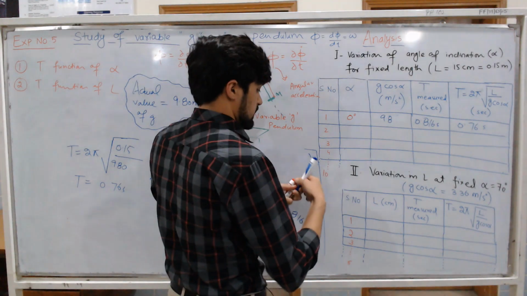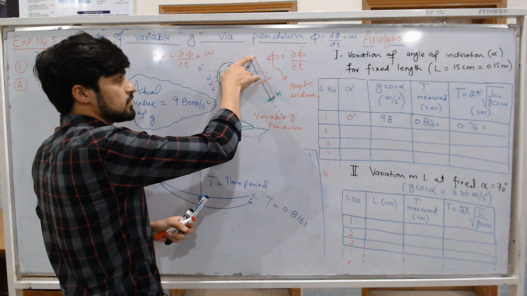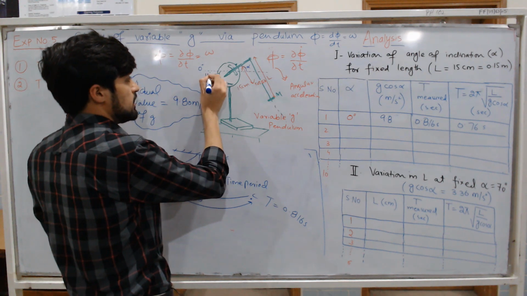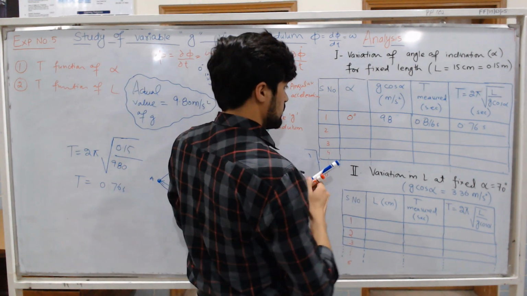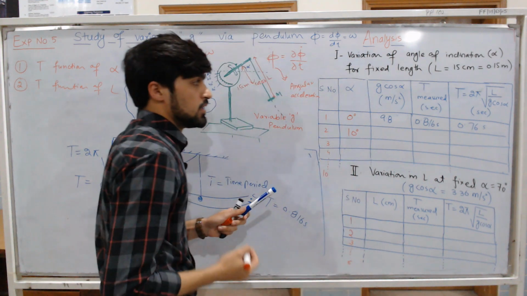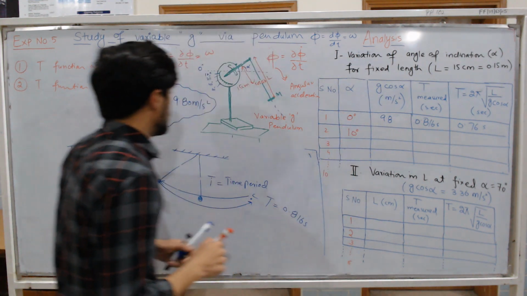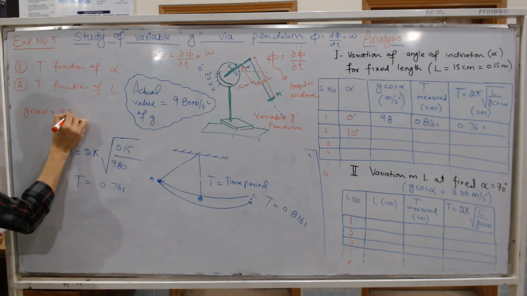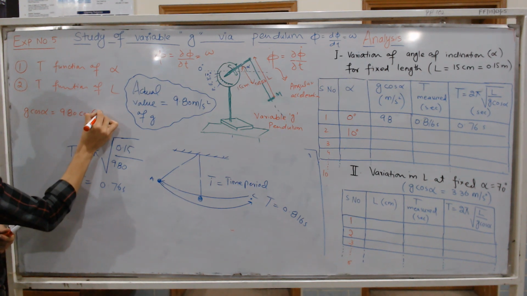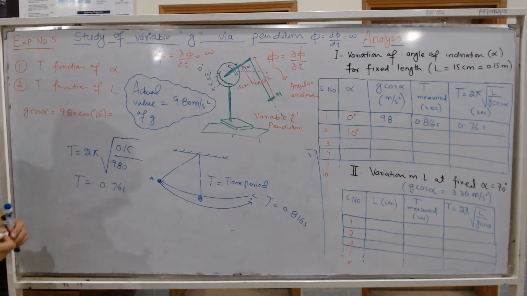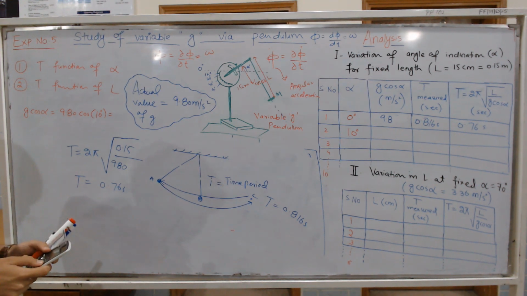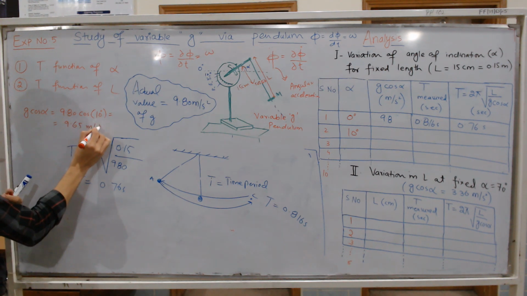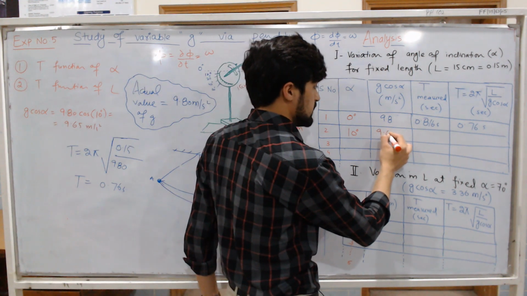Now for the second case, I will incline this pendulum at 10 degrees. Initially it was 0, now it is at 10 degrees. The angle of inclination is 10 degrees. Again you will have to calculate G cos alpha. G is 9.80, and cos alpha for 10 degrees we recently calculated. This was equal to 9.65 meters per second square. So this will give 9.65.